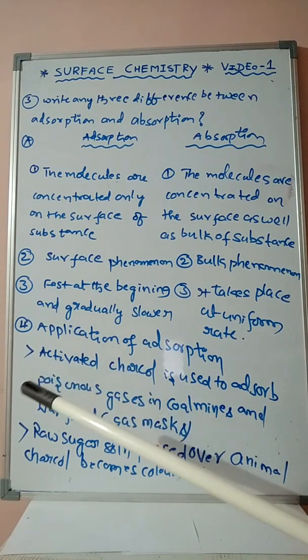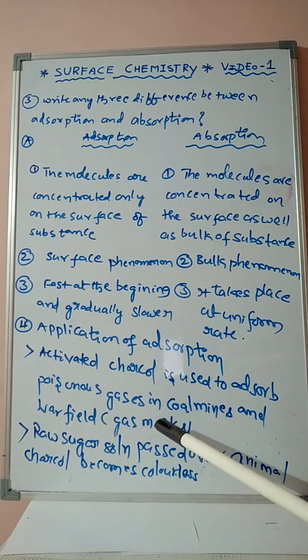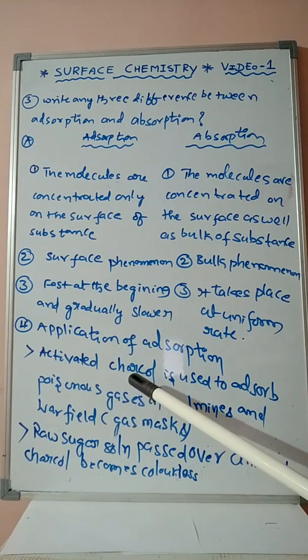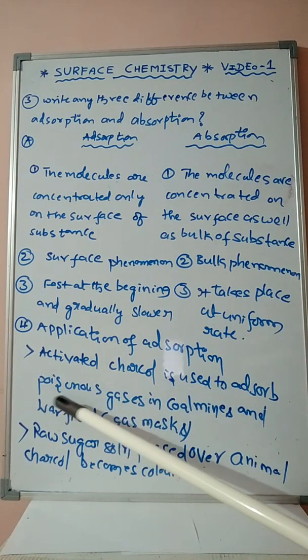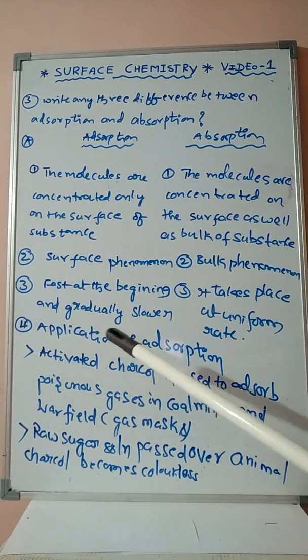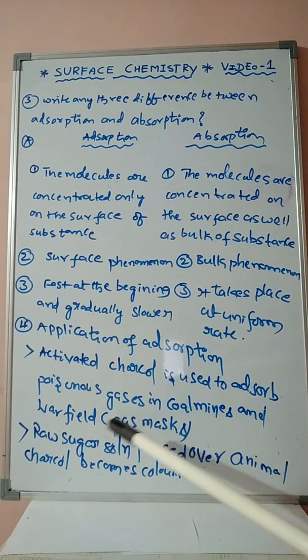In examination they will ask a question like this. Activated charcoal is present in the gas mask. Soldiers are working in coal mines and war fields. What is the use of activated charcoal? Activated charcoal adsorbs poisonous gases. Or, name the adsorbent used in the gas masks which are used in coal mines and war fields.